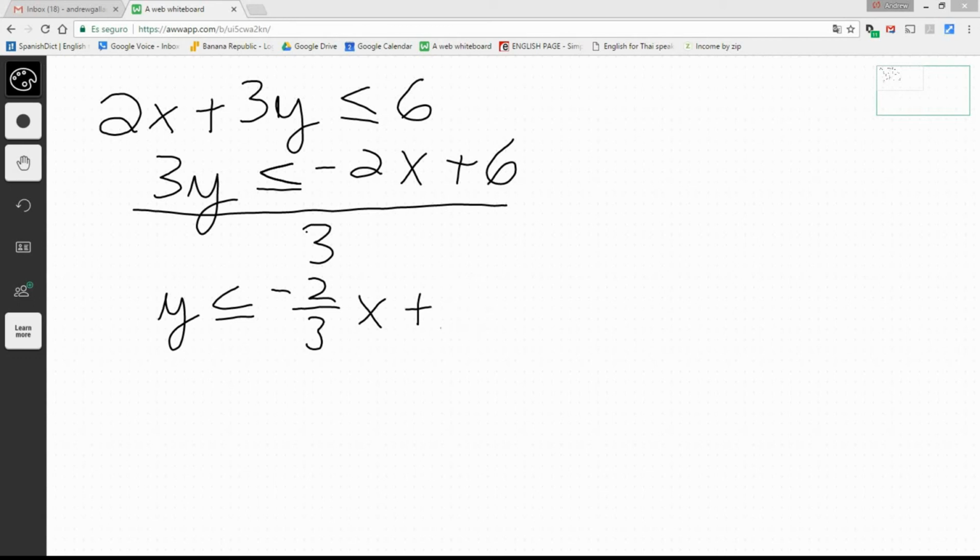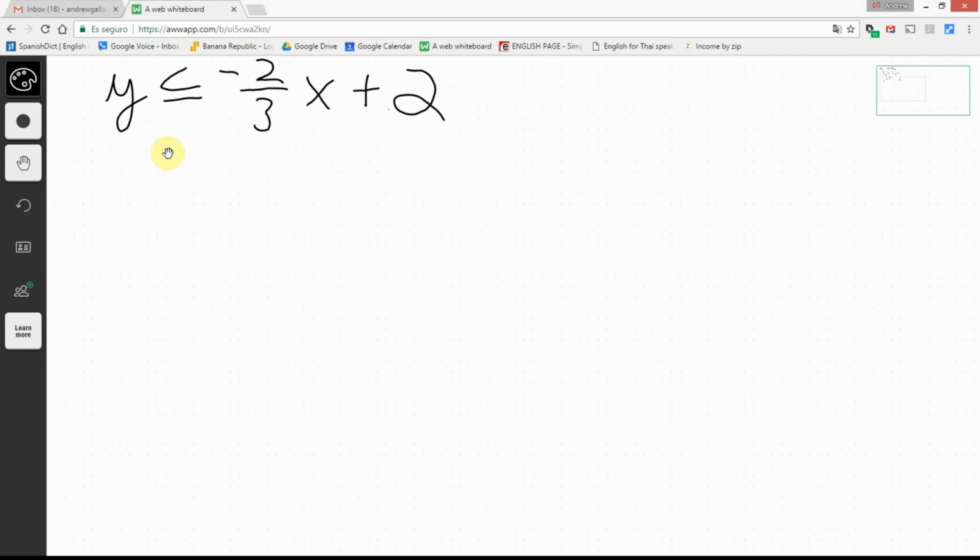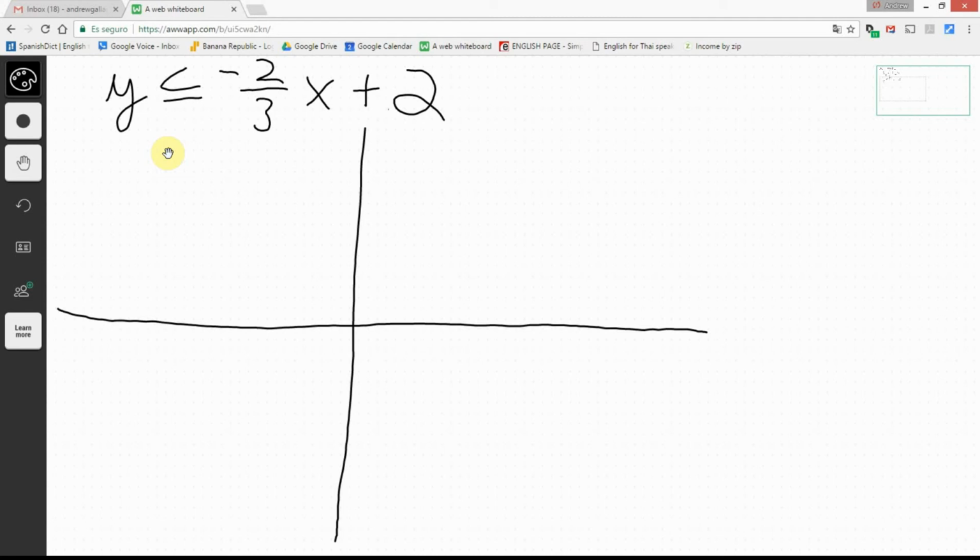plus 2. I accidentally wrote 6, but it's plus 2. So that is not an equation, that's an inequality. But we're going to, first of all, just graph it as though it were a line. So don't worry for the moment about the fact that it is an inequality. First of all, just graph this as a line, okay? And as a line, there's that.